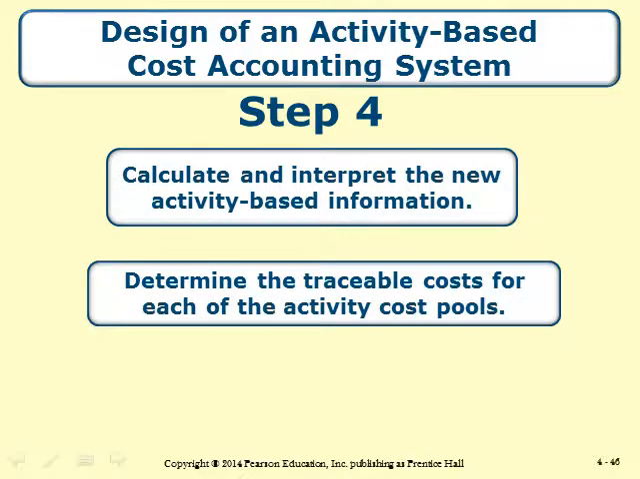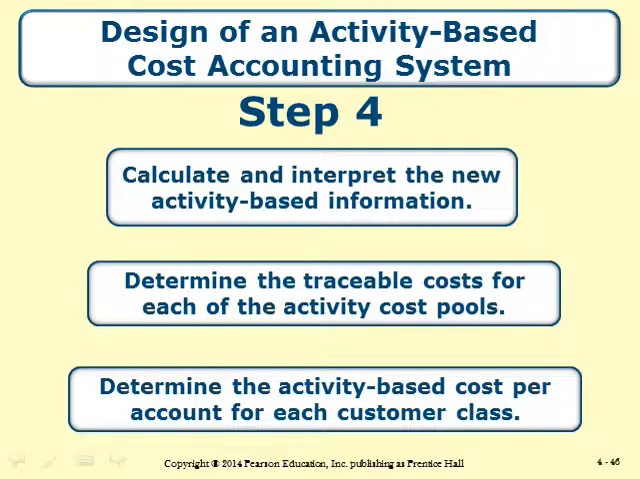And then in step 4, we calculate and interpret the new activity-based information that is different from the traditional costing method that we saw early on, and we determine the traceable amounts for each activity of the cost pools, and then we determine the activity-based costs per account for each customer class.